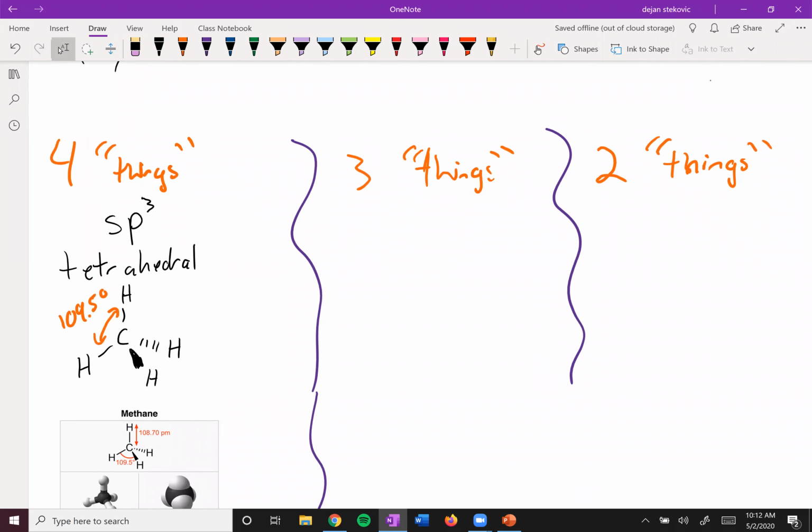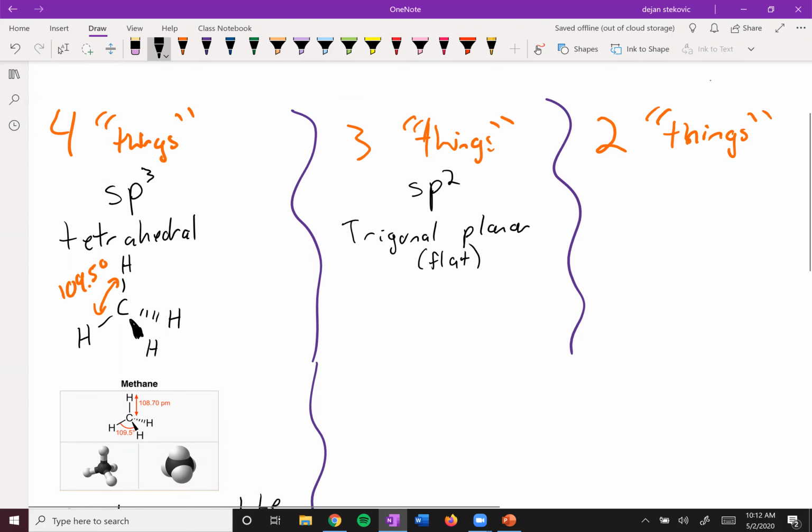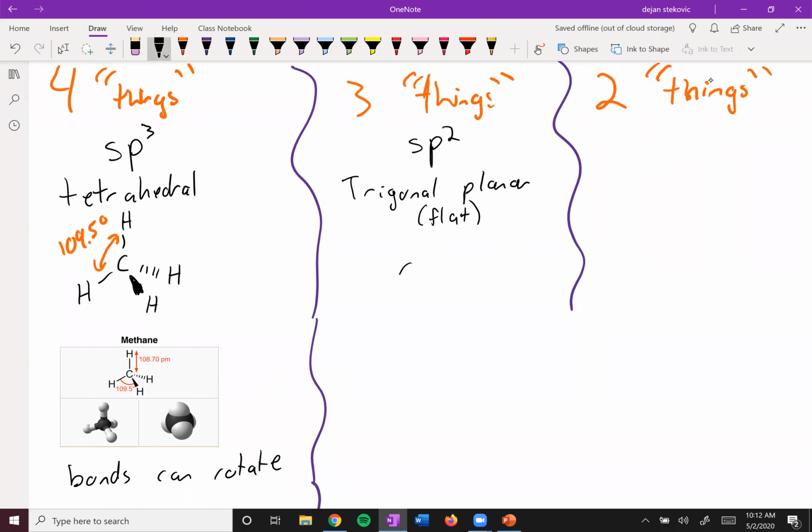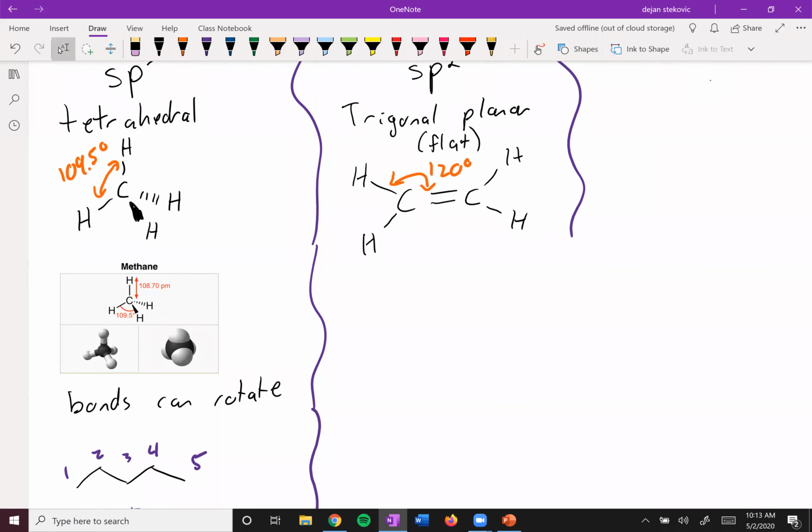Next up, we have 3 things attached, so we're going to hybridize 3 orbitals, and so 1 of our s's and then 2 of our p's, so we're going to have sp2 hybridization. And so the shape of this, think back to Chem 101, this is going to be trigonal planar. And so this is flat, right? Hence the planar word. And so if you draw the structure of this, right, carbon doubly bound to maybe another carbon, and then we'll just draw some H's at the end. Remember, these bond angles right here are approximately 120 degrees.